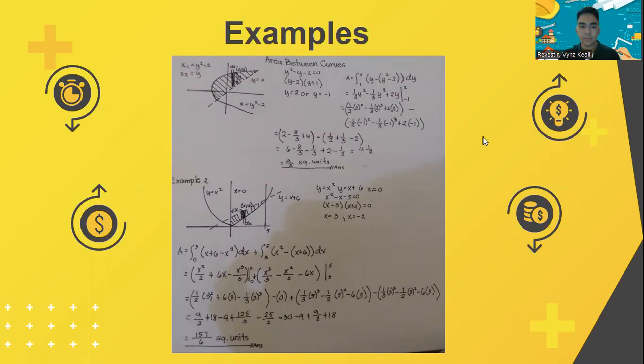Example number 2. This is the graph that we're going to discuss later. So finding the intercepts to plot the points: y equals x squared, y equals x plus 6. So x squared minus x minus 6 equals 0. If x minus 3 equals 0, meaning x equals 3. If x plus 2 equals 0, x equals negative 2. So the points are 3 and negative 2.